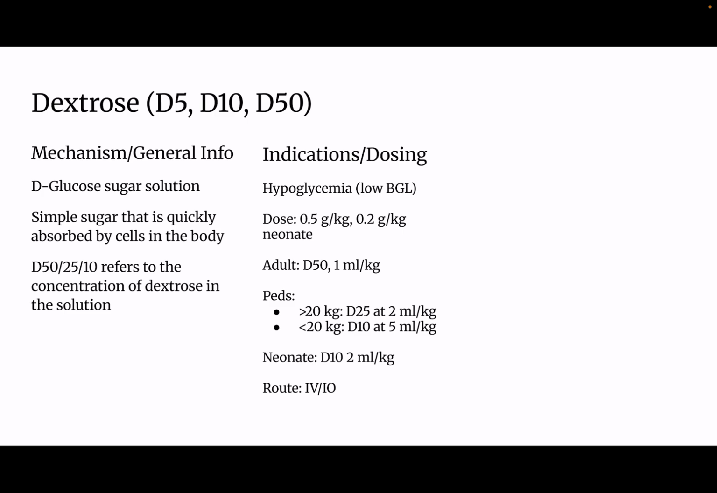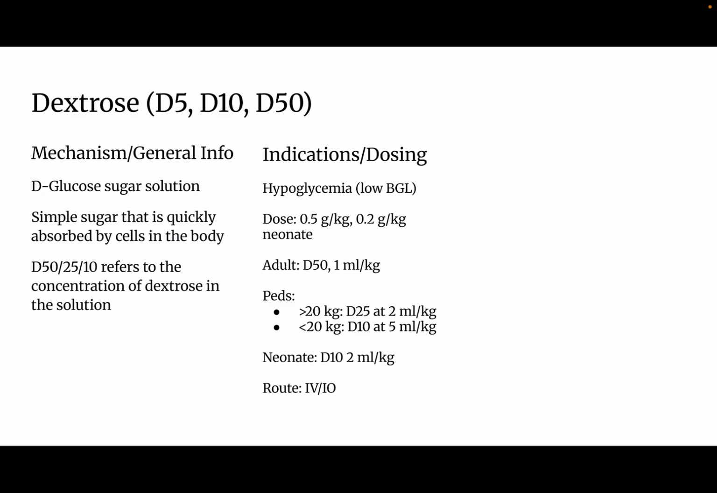For peds, we have a cutoff. So if they are 20 kilograms or more, we feel confident giving them D25. Like we said again, that would come out to 2 milliliters per kilogram, which at D25, 2 milliliters would be 0.5 milligrams. So we'd still be giving 0.5 milligrams per kilogram. We're just giving it in a higher volume.